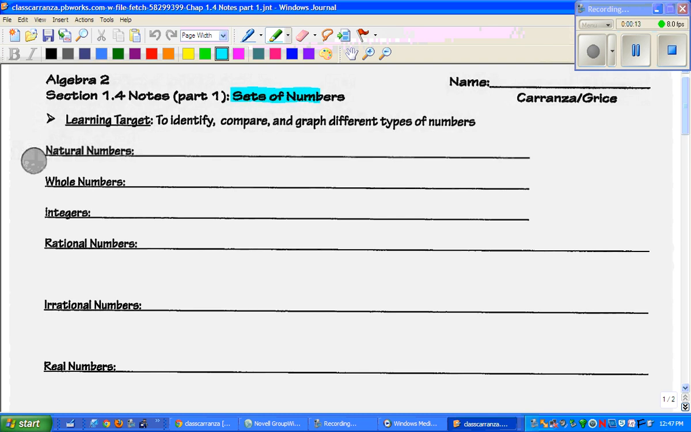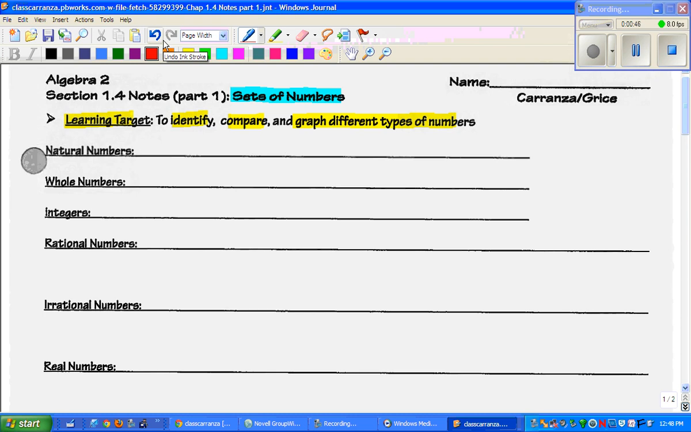Today we're going to be talking about section 1.4 notes, part 1. We will be discussing different sets of numbers. Our learning target for today is to identify, compare, and graph different types of numbers. Okay? Now, for all of the definitions for these words, please look at the key for the Algebra 2 section 1.4 notes. The only ones that I'm going to briefly talk about real quick are rational numbers and irrational numbers.